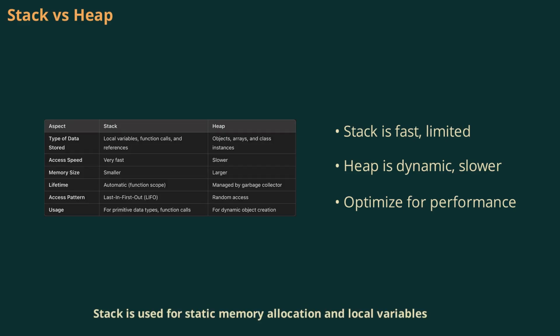Stack and heap memory serve different purposes in Kotlin. Stack is used for static memory allocation and local variables, while heap is for dynamic allocation and objects. Stack is faster but limited in size, whereas heap can grow as needed but is slower due to garbage collection. Understanding when to use each type of memory is crucial for optimizing your app's performance and managing resources efficiently.